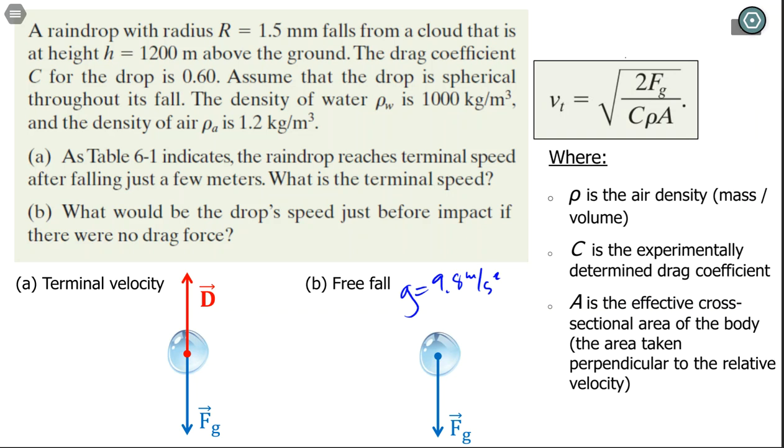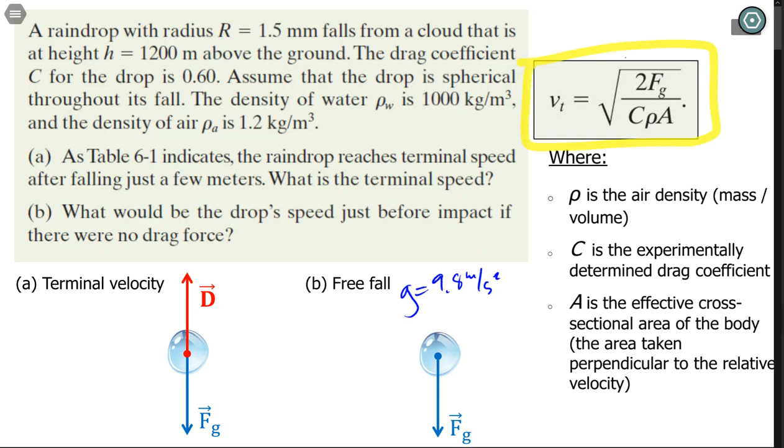So you can kind of see which one you think will be faster, which one you think will be slower, but I'm going to leave the spoilers for our answers. So we're going to solve the case of which one's going to be faster, terminal velocity or the final velocity for free fall. Notice I already have the formula for terminal velocity right here. We'll also need the formula for weight or force due to gravity.